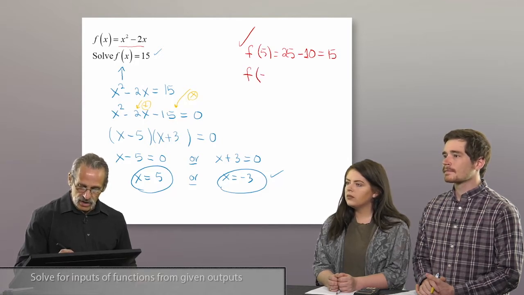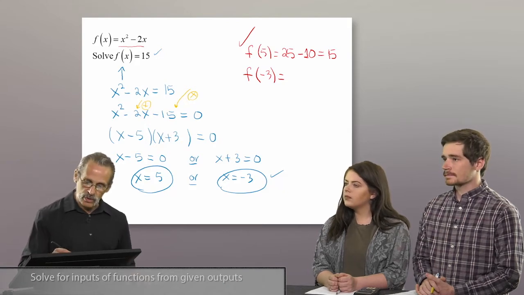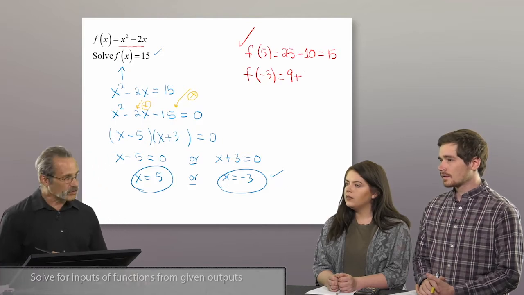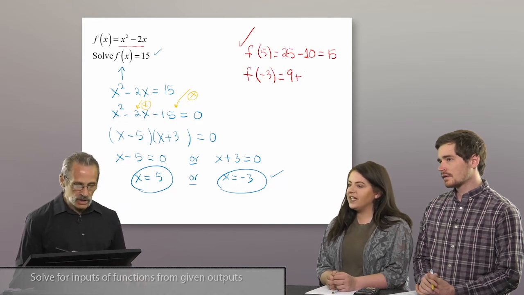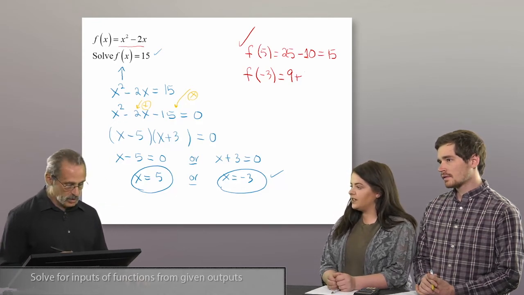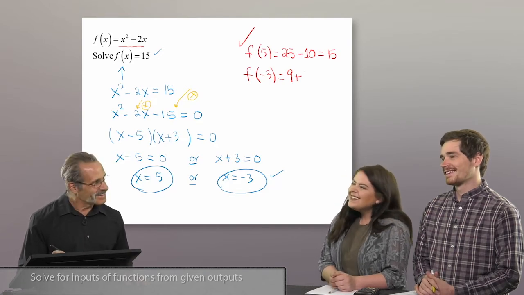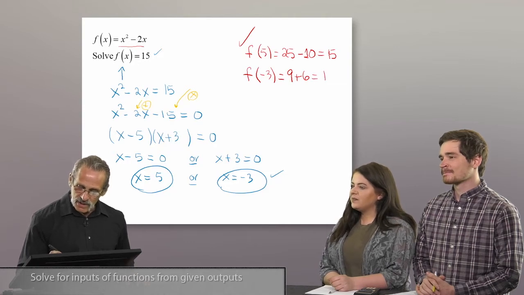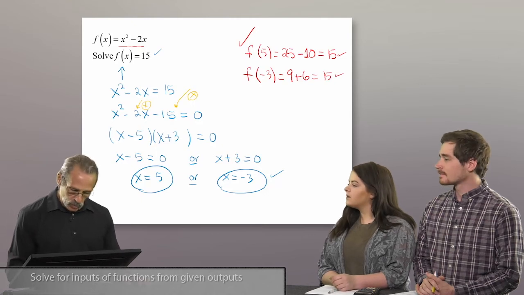And if I check by evaluating the function at negative 3, I get negative 3 squared, which is 9. Negative 2 times negative 3 is positive 6. Okay, we'll put the 6 down. And then 9 plus 6 is 15. Does this check? Do we get the output of 15? Yes, we do.